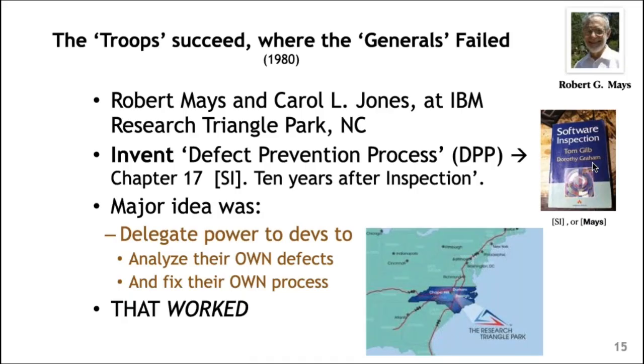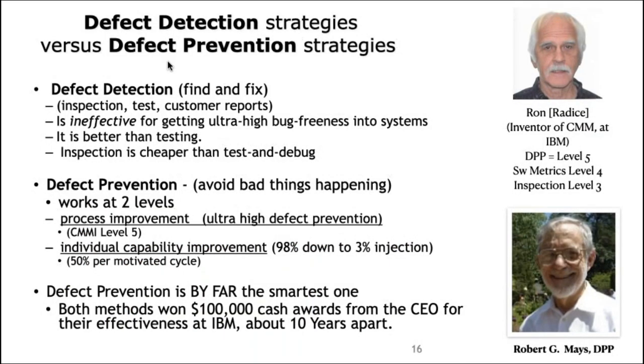We're going to learn much more about it in a moment. He was successful in using this process to actually change the working environment. And his big trick was very simple. He delegated power to the troops, the workers, the programmers, the testers, not the managers, not the consultants, and it worked.